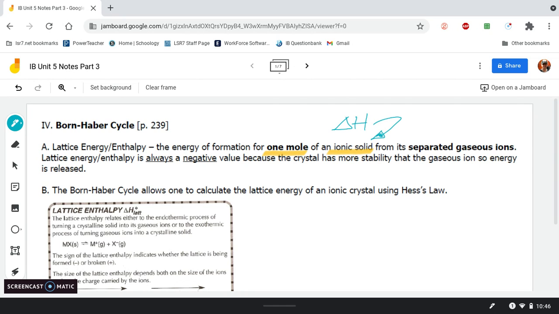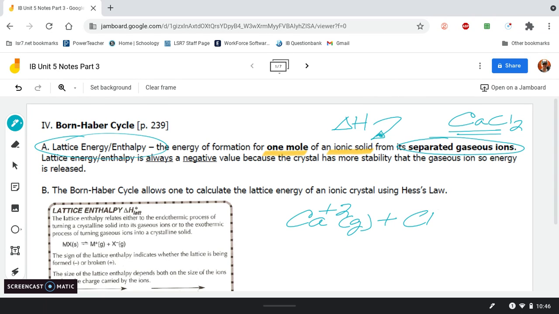So like calcium chloride. What is delta H if I make calcium chloride? And that is called lattice energy. So that would be delta H lattice. Now it's very specific in the fact that we're making the calcium chloride from the gas ions. So it'd be like calcium as a gas plus chlorine as a gas, then makes the calcium chloride as a solid.